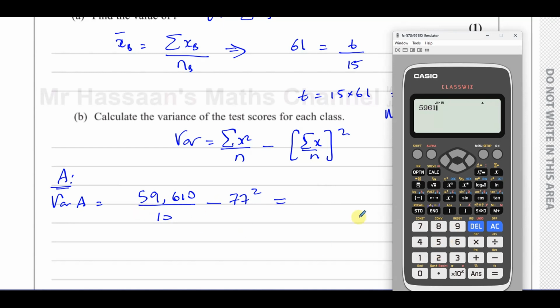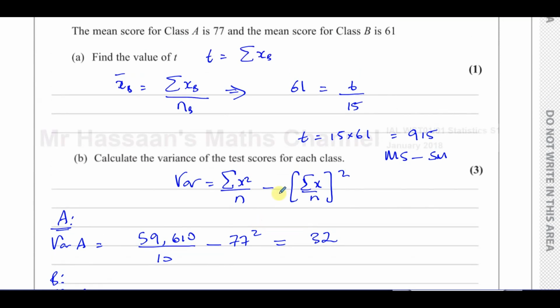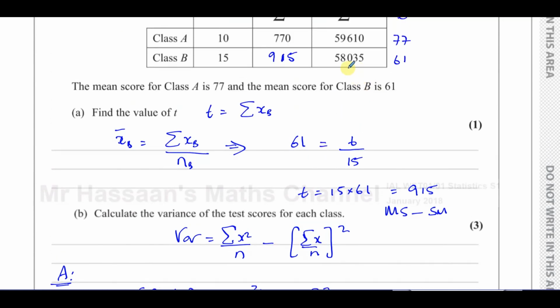5,961, because you're dividing by 10, minus 77 squared. Okay, that gives you 32. So the variance of A is 32. And for B, we can say the variance of B is going to be given by the mean of the squares. For B, it's going to be 58,035 divided by 15.